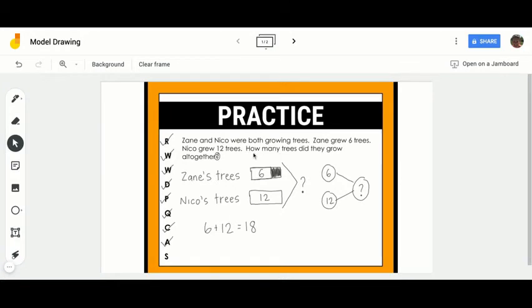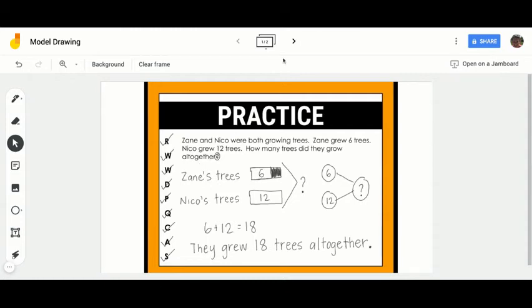So I look back to my question in order to help me know what my sentence should be. So my question is, how many trees did they grow all together? So I'm going to turn that around in order to answer that. So I'm going to say, they grew 18 trees all together. All right, and now I can check off my S, and now I can see I have all my check marks. So I am done with this problem.